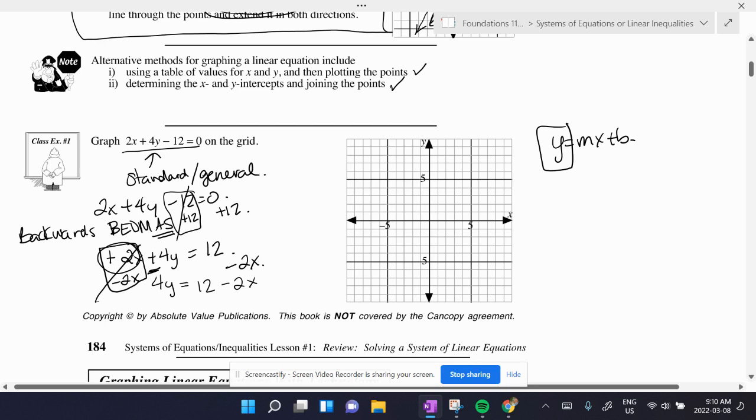I didn't hear you. I'm sorry. 10x? No, because 12 is its own number. There's no x with the 12, right?